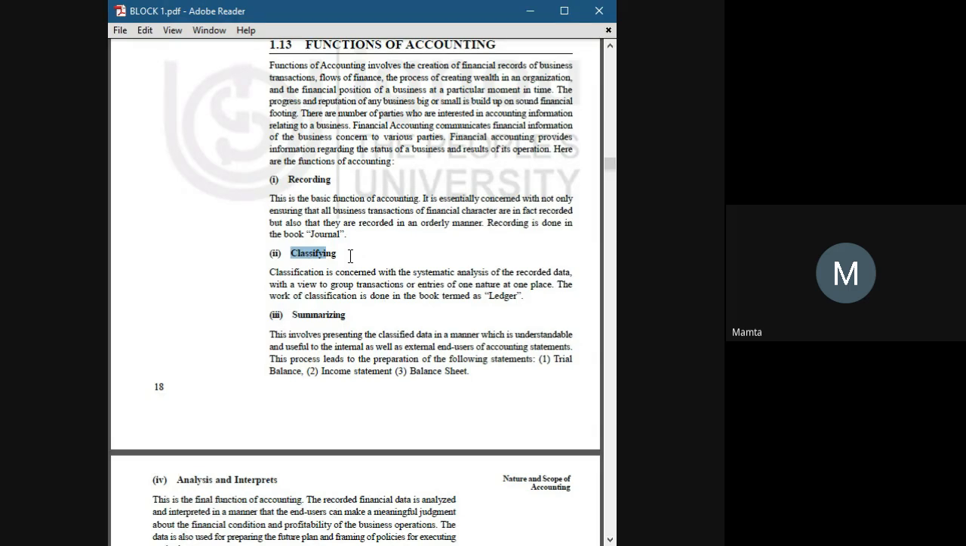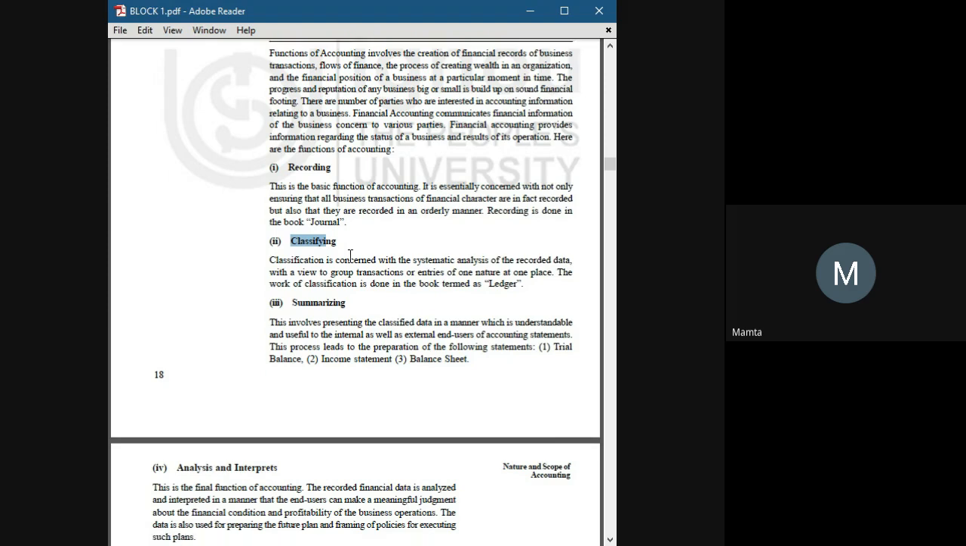Like we did a sale. We did sale of goods for $5,000. What will we do now? The entry will be cash account debit, sales account credit. We have two accounts involved in this. First is cash account, second is sales account. Because we received cash, but we let go the stock, we let go the goods. In ledger, we transfer this entry in two ledgers. First is sales account and second is cash account. That is known as classifying.